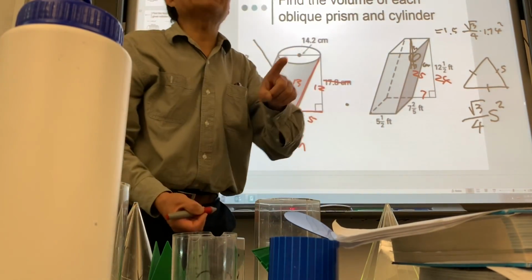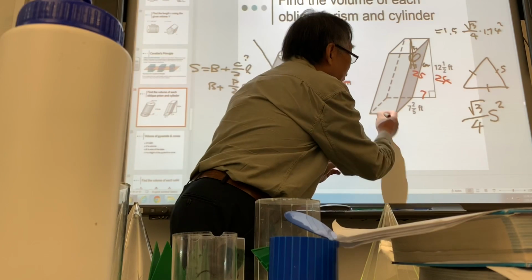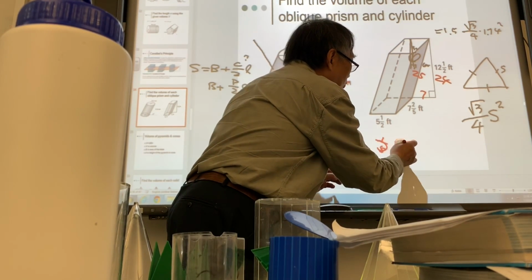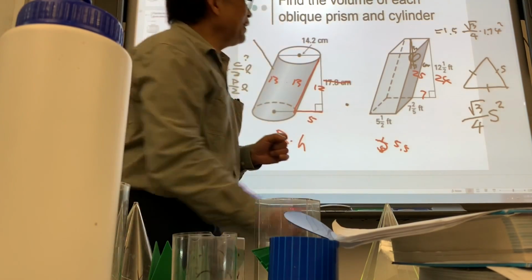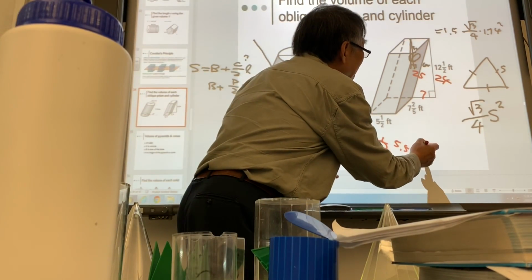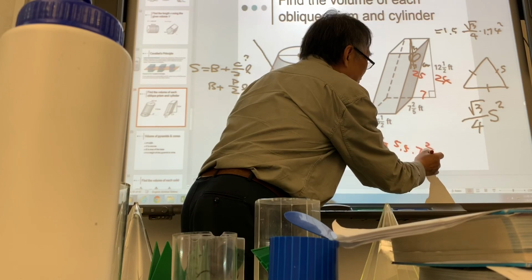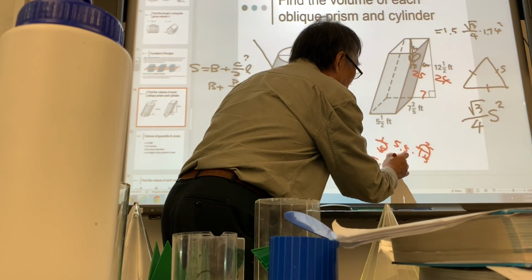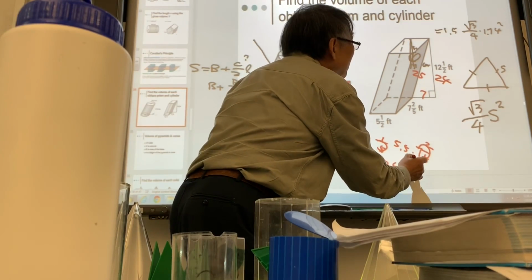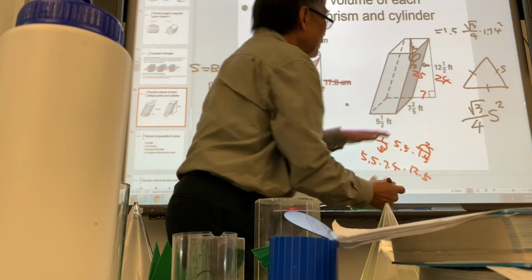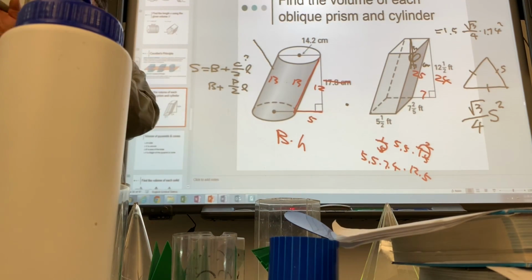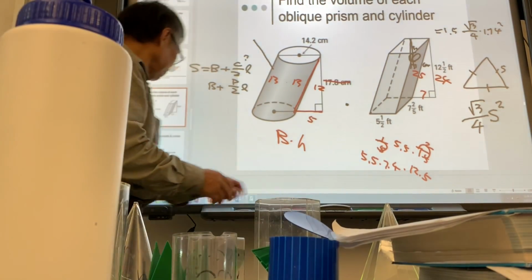If the question gives you the height, for this part, 5.5 is the side length, times 7.4, times 12.5, base area times height. Do you understand, please? If the question doesn't give you the height, you use Pythagorean to find the height.